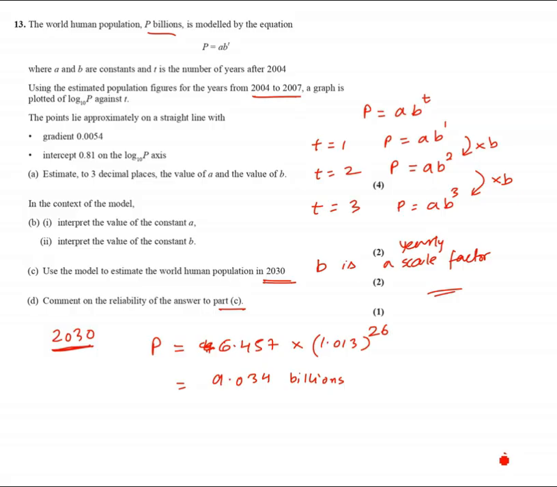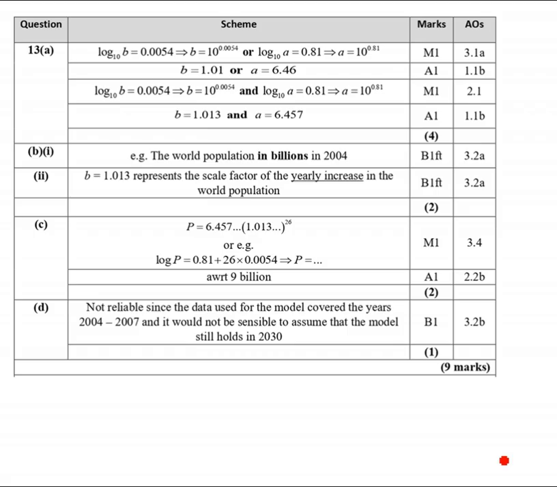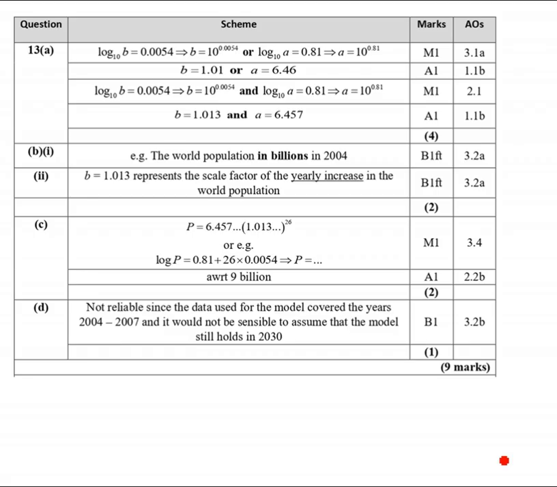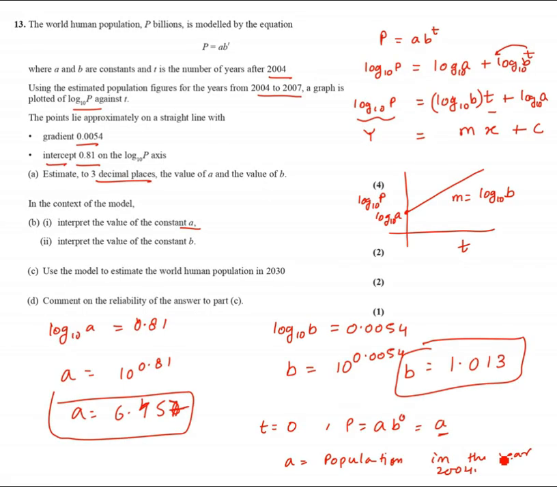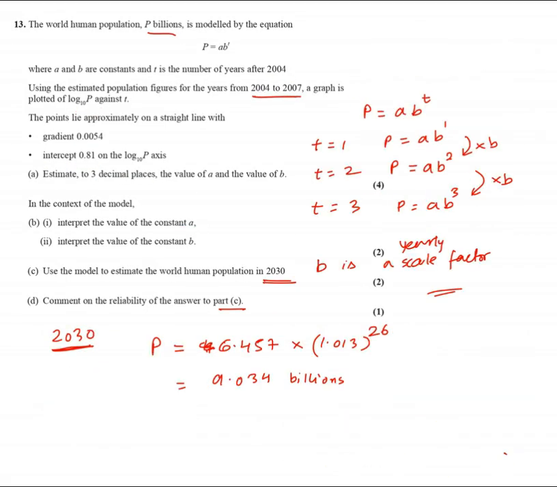Okay, let's have a look at the answers quickly. So b is 1.013, a is 6.457. Yeah, that's all correct. And then roughly 9 billion, yeah, that's correct. And then not reliable, yeah, because we don't know what will happen in 2030.